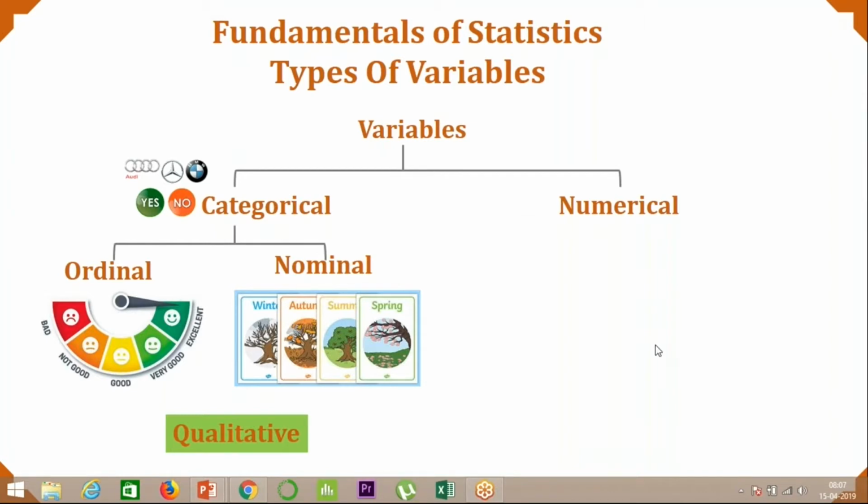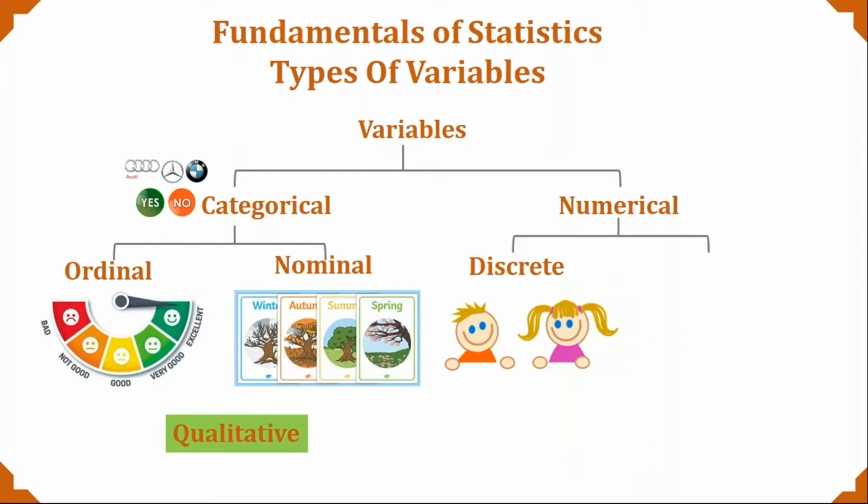Okay. So now we are getting into the numerical data. As said, they involve some measured values. It could be numbers or integers from, say, 0 to infinity. And again, these values are divided into discrete and continuous.